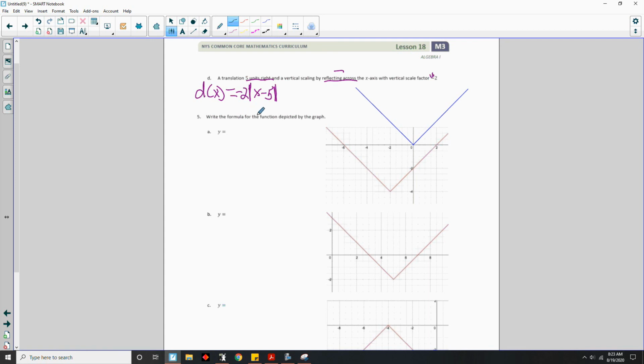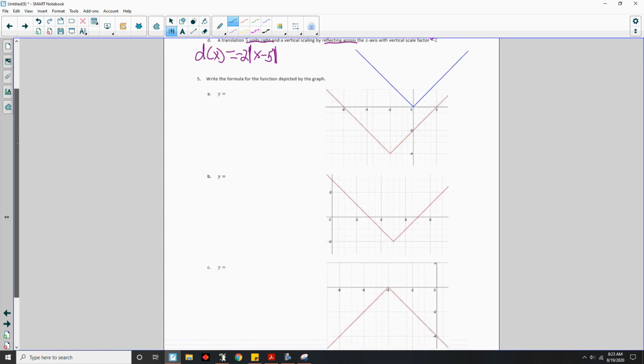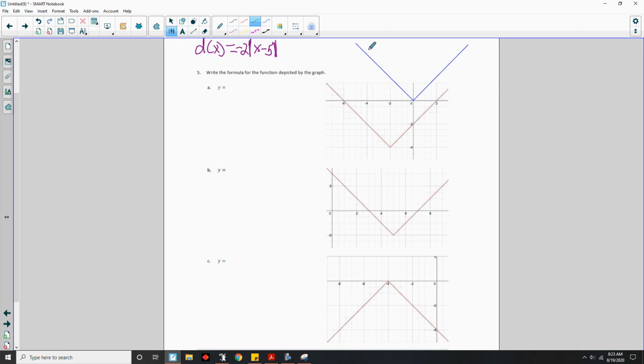Okay, so number 5, write the formula for the function depicted by the graph. So again, I brought the parent function in, and here's the parent in blue at the origin with a slope of 1 and negative 1. If I move this over, you'll see that the slopes are the same, which means that there is no scale. So there's nothing in front of the absolute value bracket. So I know there's an absolute value of x, but it was shifted left 2 and then down 4. Left 2 is opposite inside, so it's plus 2, down 4. So y equals the absolute value of x plus 2 minus 4.